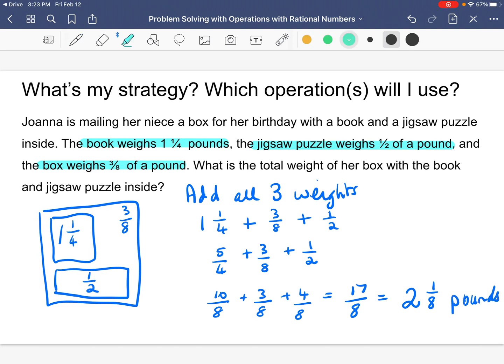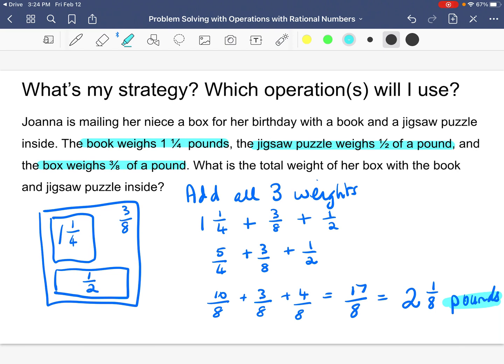And you'll notice that I wrote my units here. 2 and 1/8 pounds is the total weight of the box. So part of my strategy was to draw a model so I could see the box with the 2 items and all the weights. And then I could say my plan was to add all of these 3 weights together.